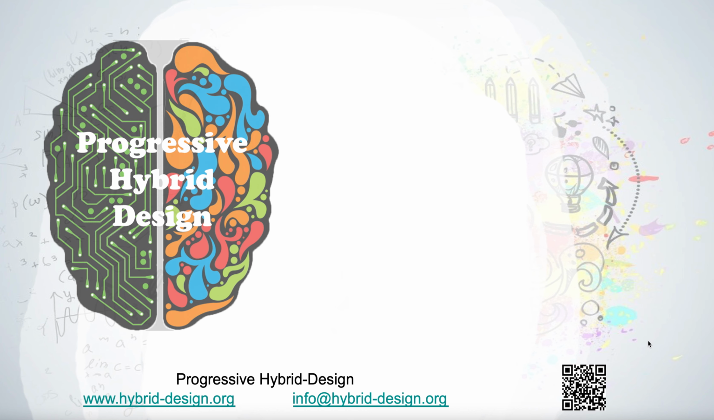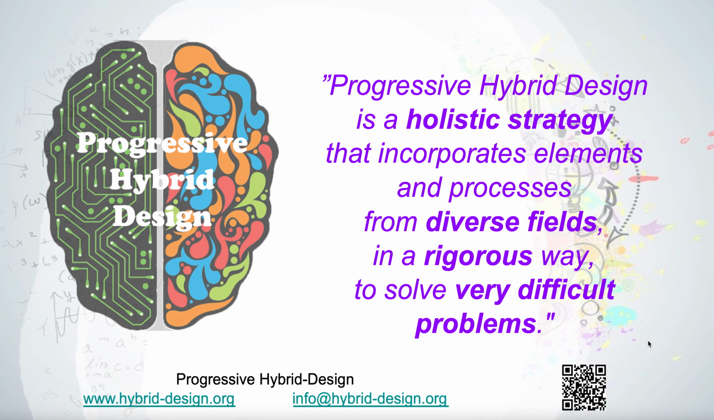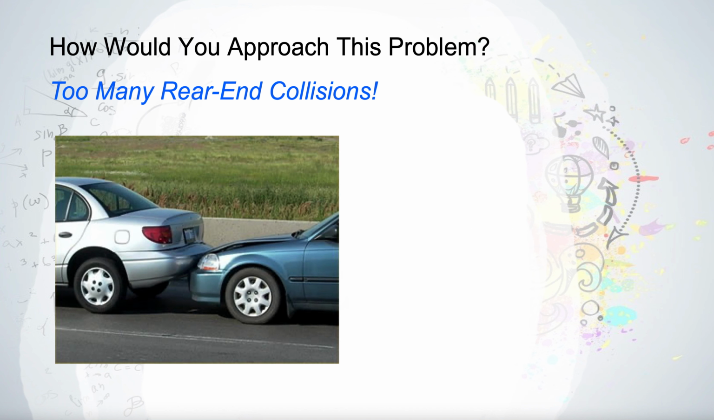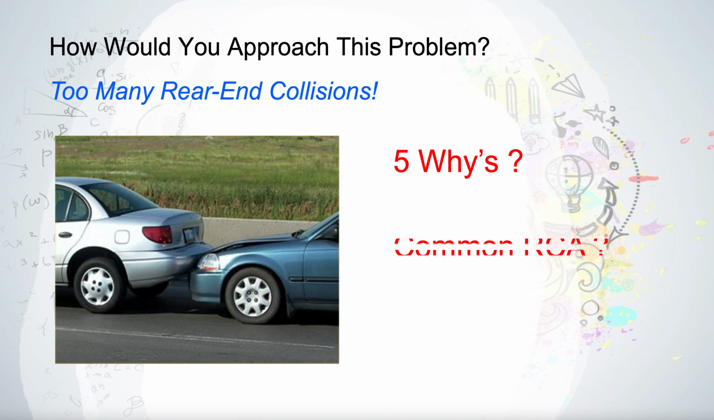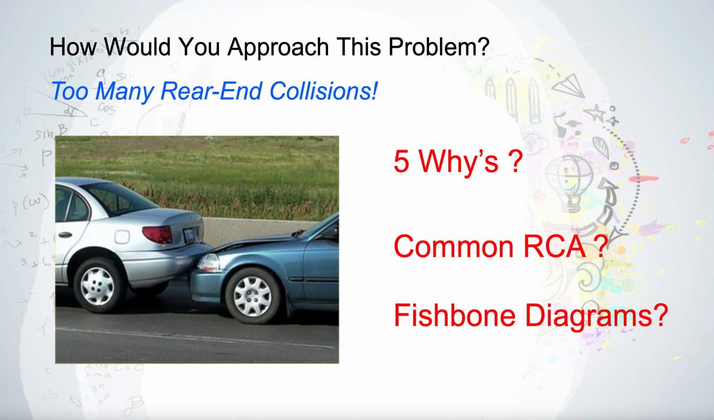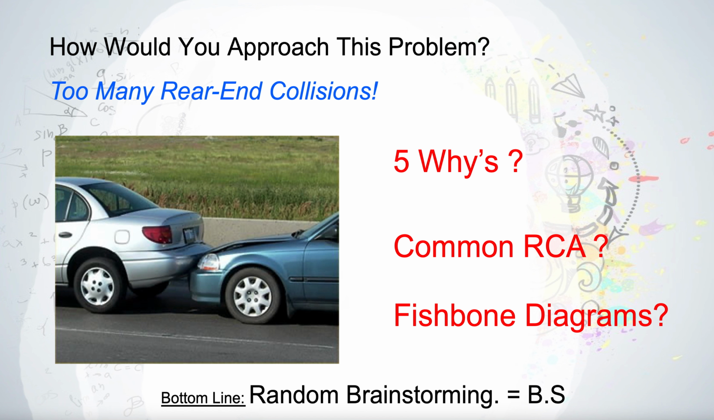Progressive hybrid design. It's a holistic strategy that incorporates elements and processes from diverse fields in a rigorous way to solve very difficult problems. As an example, say we believe we have far too many rear-end collisions. No matter what the problem, it seems we always are resorting to 5 whys or some form of common root cause analysis or fishbone diagrams. And we generally consider those, because they include random brainstorming, to be BS.